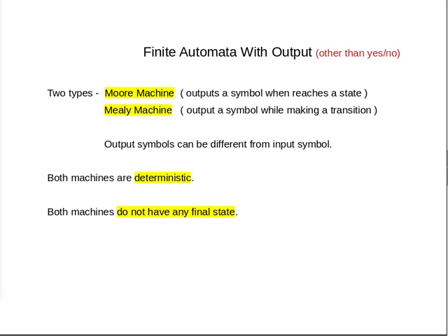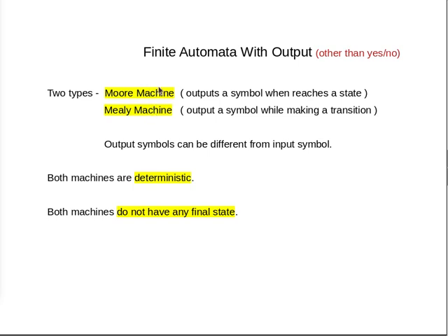a type of, actually two types of, deterministic finite automata which have output other than yes or no. So they are basically DFAs. The transitions are deterministic, and there are two types. One is called Moore machine, another is called Mealy machine. So how do they provide output?